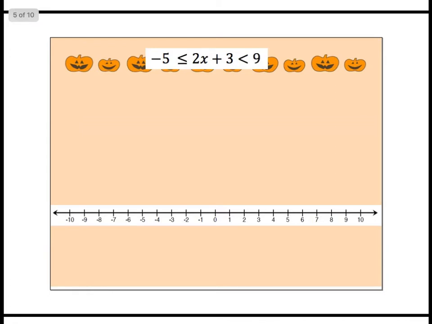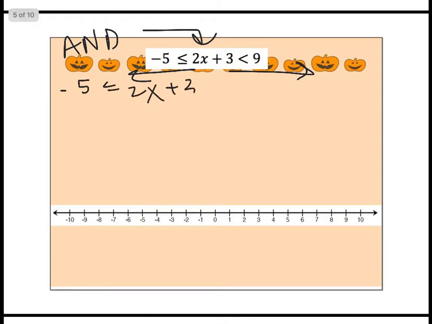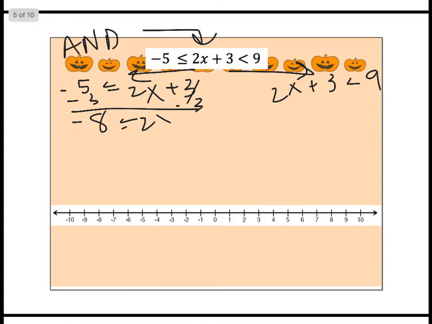Okay, so this example is another "and." Again, x is in the middle between two inequalities, so I need to split them. I like to draw my arrows to remind myself. So I have negative 5 is less than or equal to 2x plus 3, and 2x plus 3 is less than 9. Solve it like a regular inequality, so I'd subtract 3. And I have negative 8 is less than or equal to 2x.